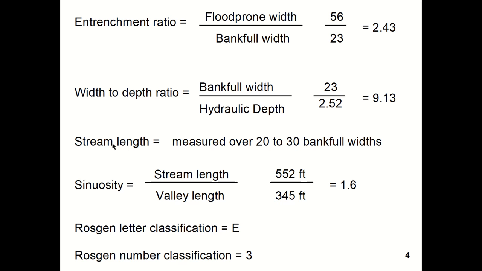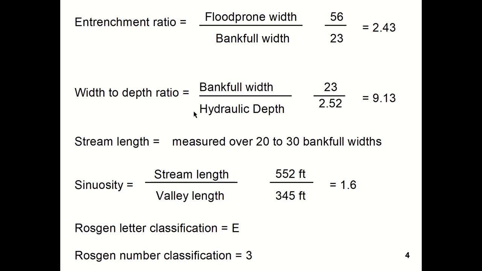The stream length we determine over about 20 to 30 bankful widths. That would have been done in the survey. In this case, the stream length was 552 feet divided by the valley length of 345 feet, which gives you a sinuosity of 1.6.